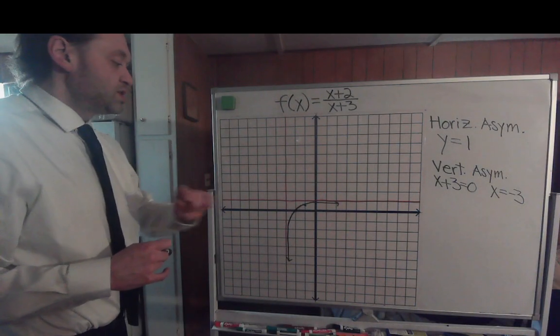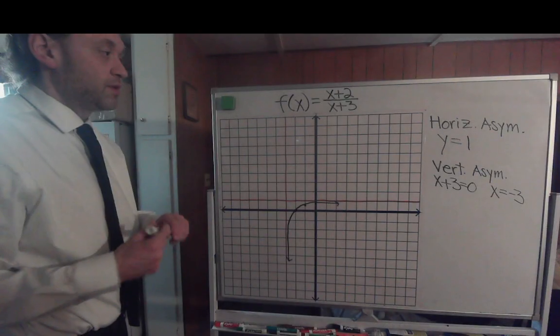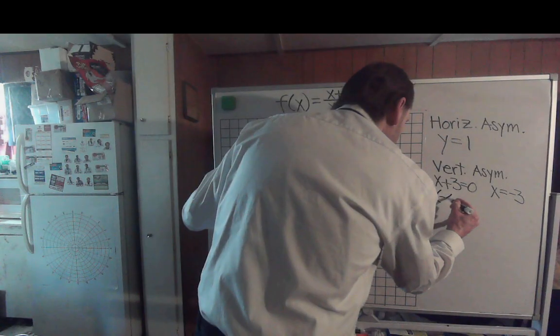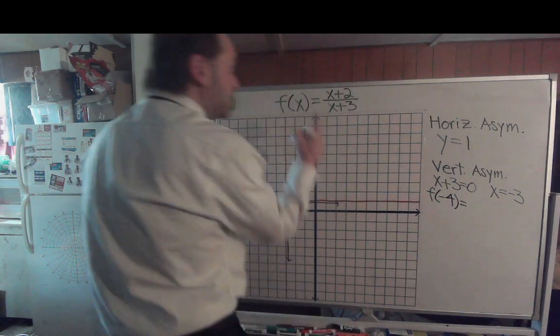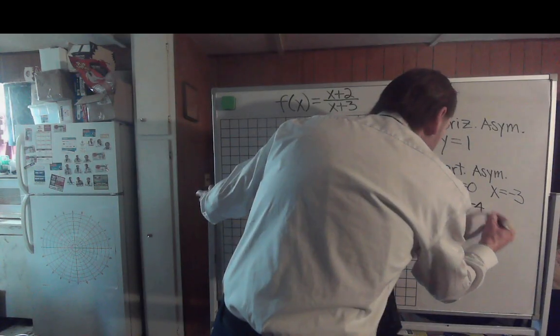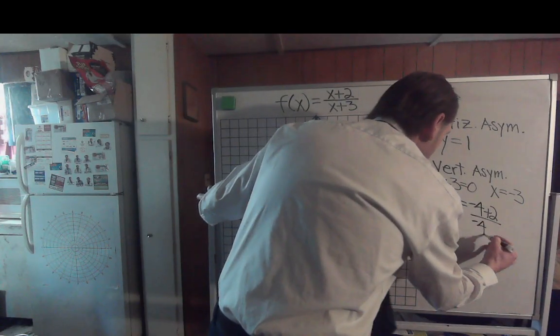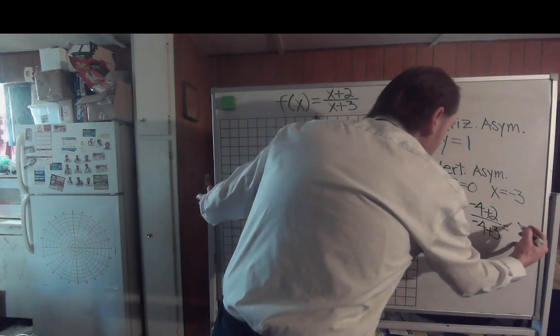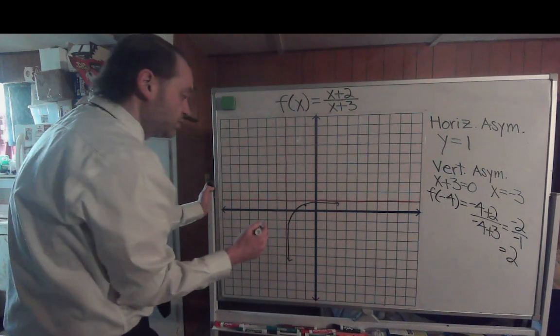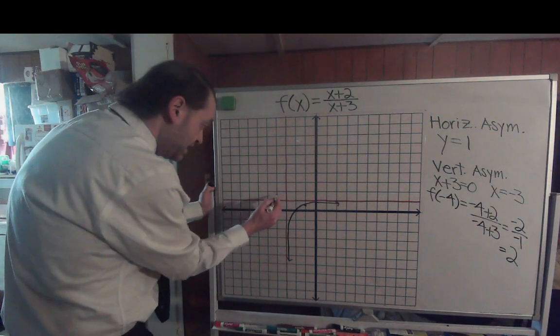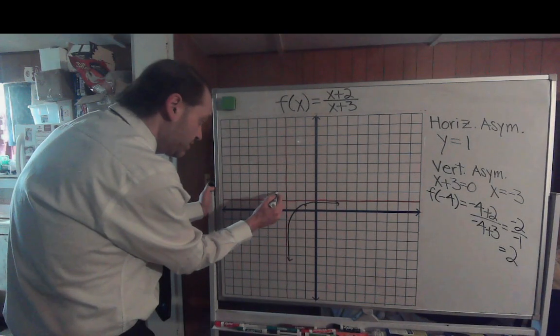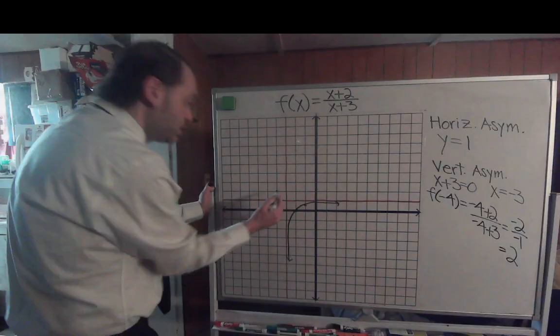Now let's go to the left of x equals -3. Let's start with x equals -4. So f of -4, that would give me -4 plus 2 divided by -4 plus 3, which would end up giving me -2 over -1, which would give me a y value of +2. So at -4, I'll get a y value of +2.